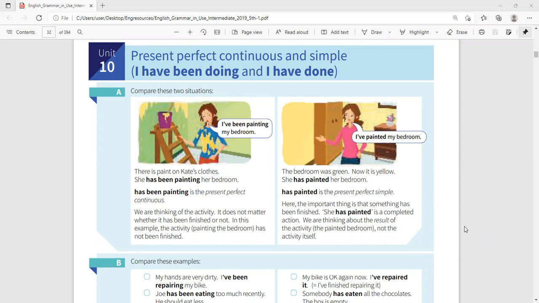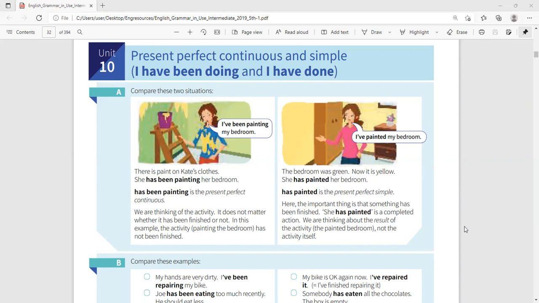So to highlight these two and get the differences clearly, there are two pictures here. There's a picture of a lady called Kate. Look at the first one there. Compare these two situations. Look at Kate. Kate says, I have been painting my bedroom. That is true. That is what she has been doing. But is it really complete?